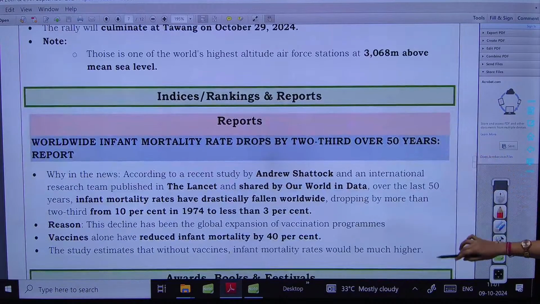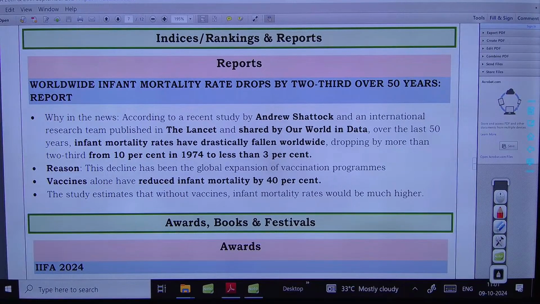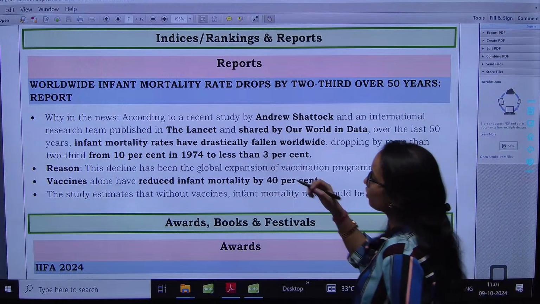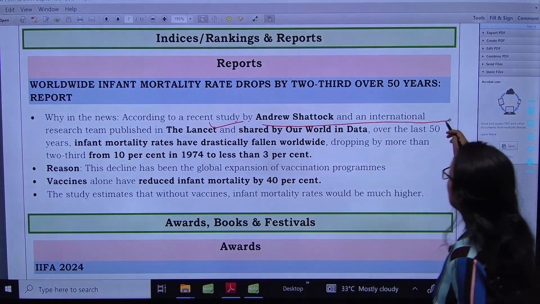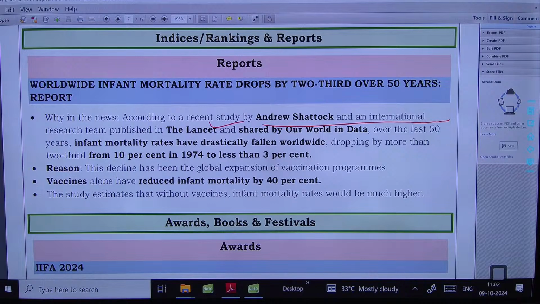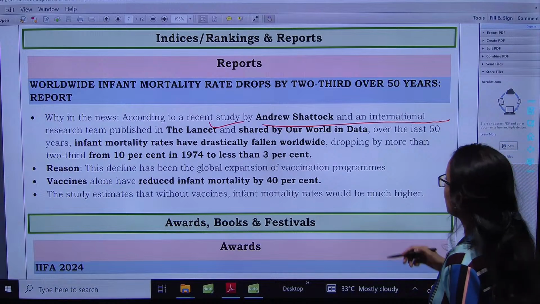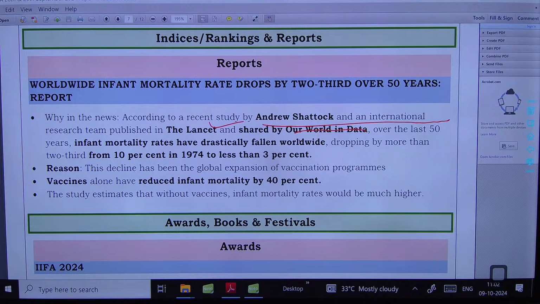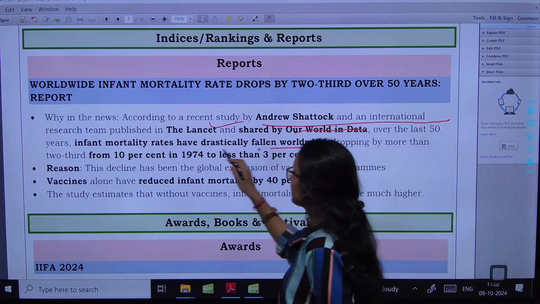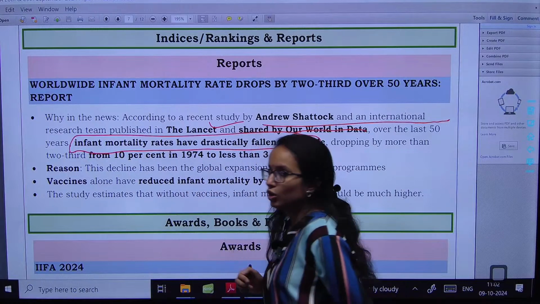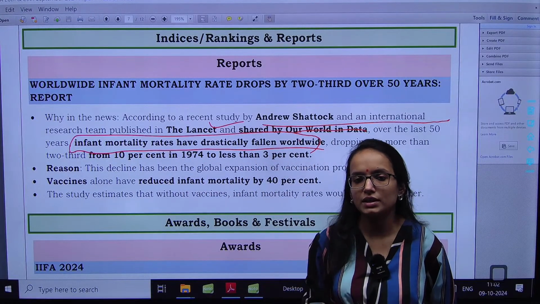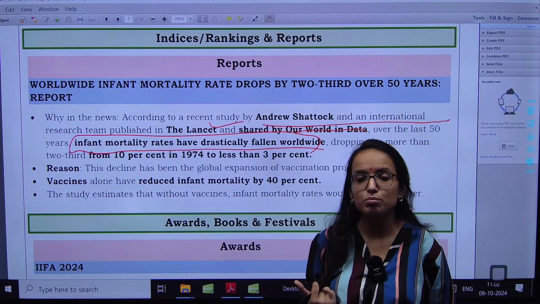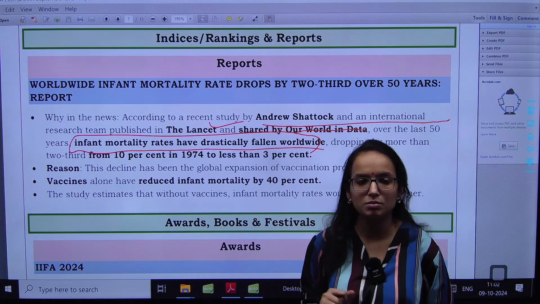Now the next category which we have is indices and rankings, and reports. First one is the reports one. According to a recent study by Andrew Shattuck and an international research team published in the Lancet and shared by Our World in Data, over the last 50 years, infant mortality rates have drastically fallen worldwide. This is good news. IMR is basically infant mortality rate. Anything related to IMR becomes important for all the upcoming examinations, so please remember this news.